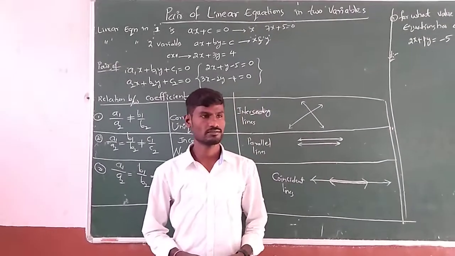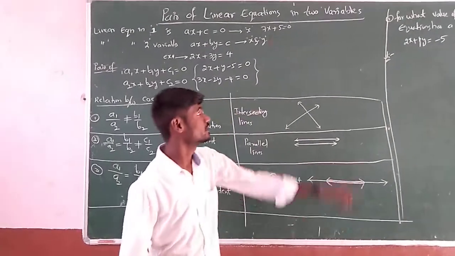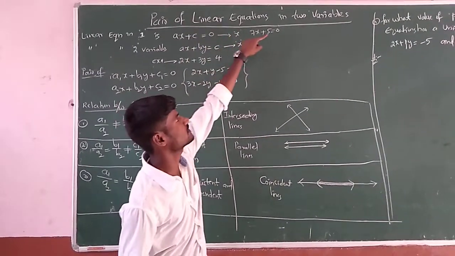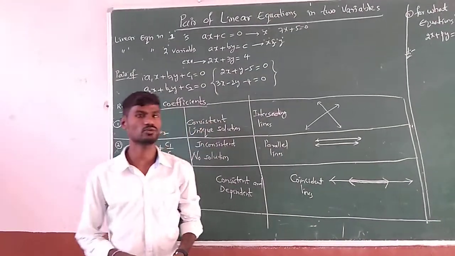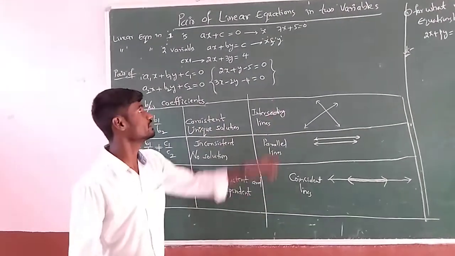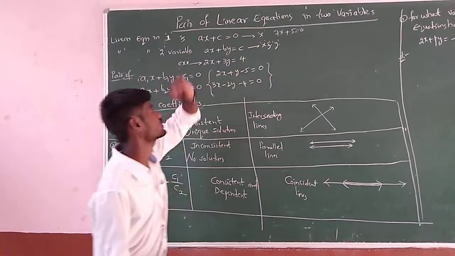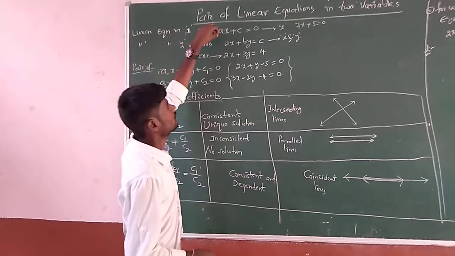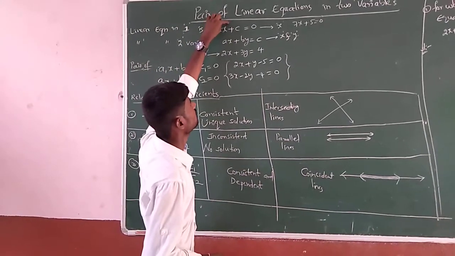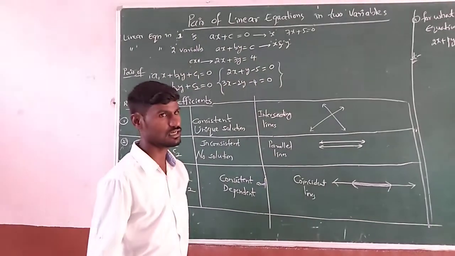And today's topic we are going to discuss is pair of linear equations in two variables. Pair of linear equations in two variables. Actually, here what is a linear equation? Coming to that first, a linear equation is nothing but an equation of degree 1. Already we discussed it.